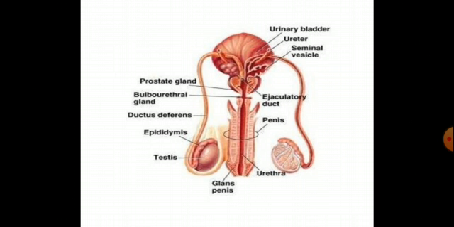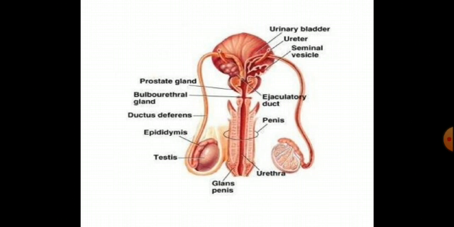Paired seminal vesicles form a watery alkaline fluid. Its secretion forms about 70% of semen. The prostate gland secretes a milky alkaline fluid. It helps in neutralizing the acidic environment of the vagina and enhancing the motility of spermatozoa. Paired bulbourethral glands, or Cowper's glands, secrete mucus fluid for the lubrication of the penis and neutralize urine.